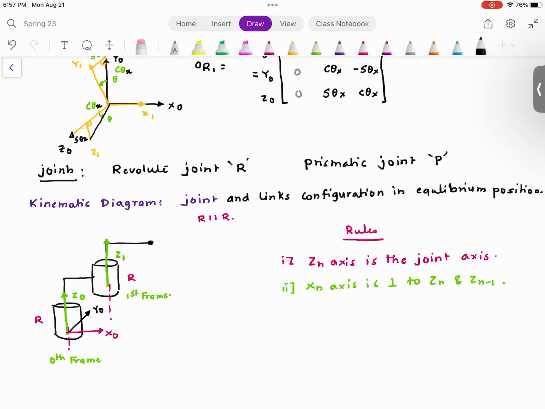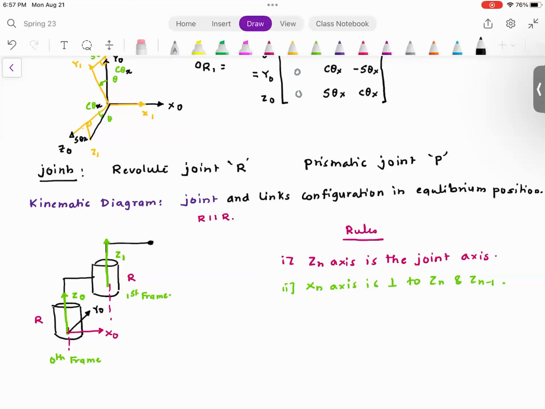I have just drawn X0 in this direction. But since my X0 and Z0 are fixed, I get Y0. With X0 and Z0, my Y0 goes towards the board. Everyone understood this? Now comes the second part.